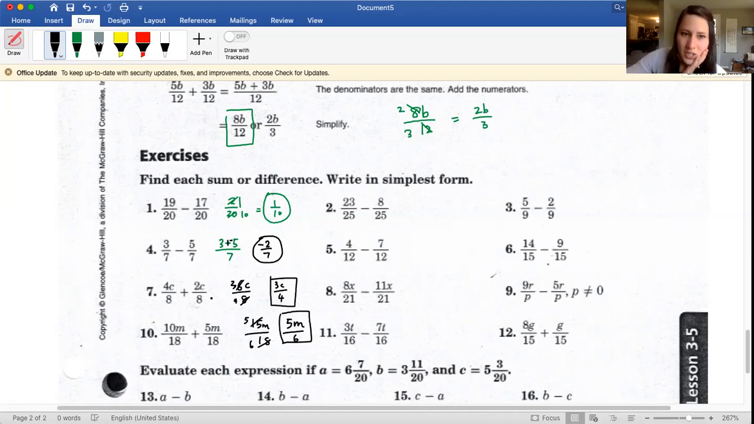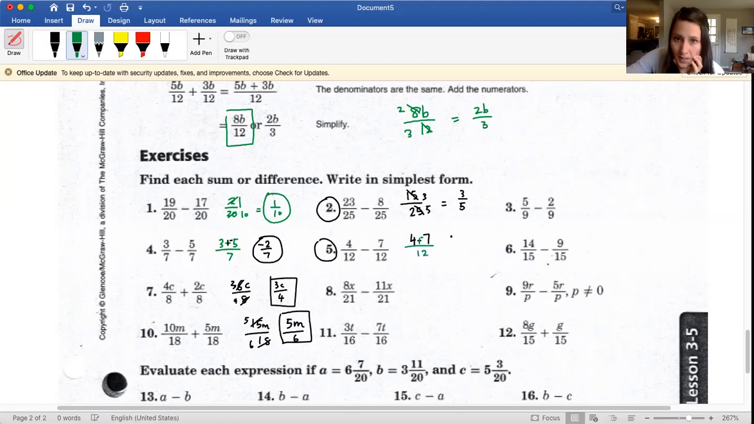All right, let's do a few more subtraction because some of these were addition. So let's do 2 and 5 as well. So 23 minus 8 is 15 over 25. I can simplify this, divisible by 5, right? So that's 3 and that's 5. That becomes 3/5. Okay, 4 twelfths minus 7 twelfths. 4 minus 7. When I'm working this, I'm going to add the opposite because 4 is not big enough. Add the opposite, and that becomes negative 3 over 12. And I'm going to reduce, it becomes 1/4. So it's negative 1 over 4.